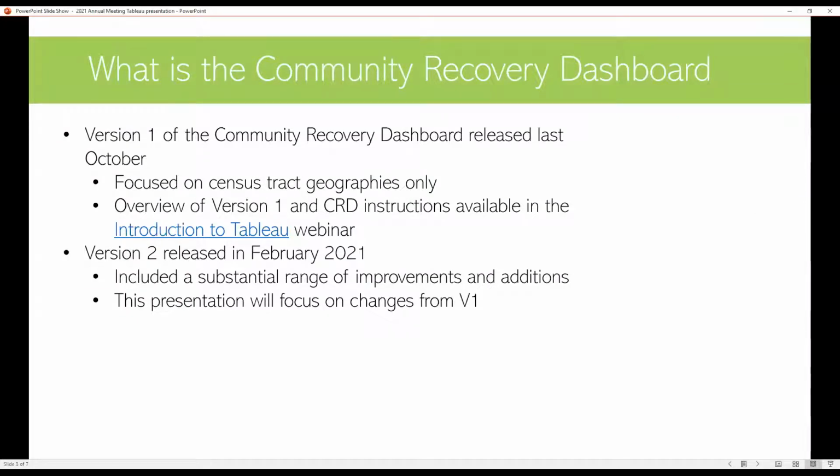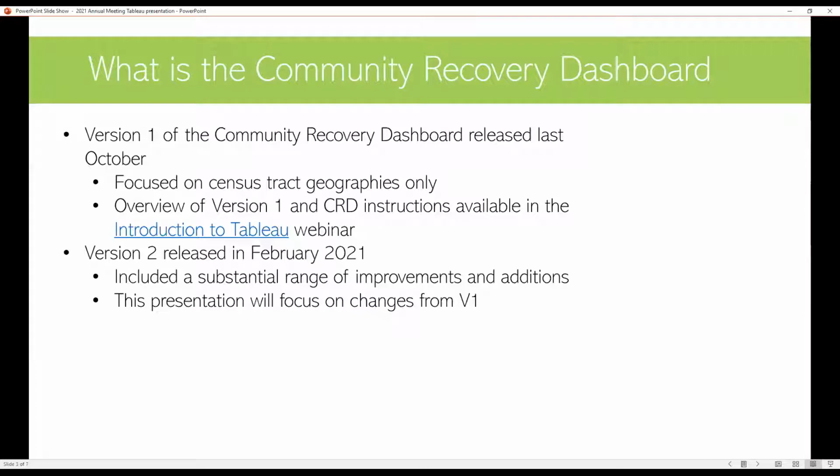I'll give you a little history of the dashboard. Version 1 released last October, and for that version, we focused on having a comprehensive set of indicators, but the geographies in that version were limited to just census tracts. Back then we did a webinar with an overview of that version 1 that shows the basics of using the dashboard. That's a good introduction to the dashboard if you're completely unfamiliar. I'm not going to go into as much detail on the basics today, so if you want a little overview, I would recommend checking out that webinar. I'll post these slides on the webinar page later. It'll be slightly out of date, but a lot of it is still applicable to version 2.